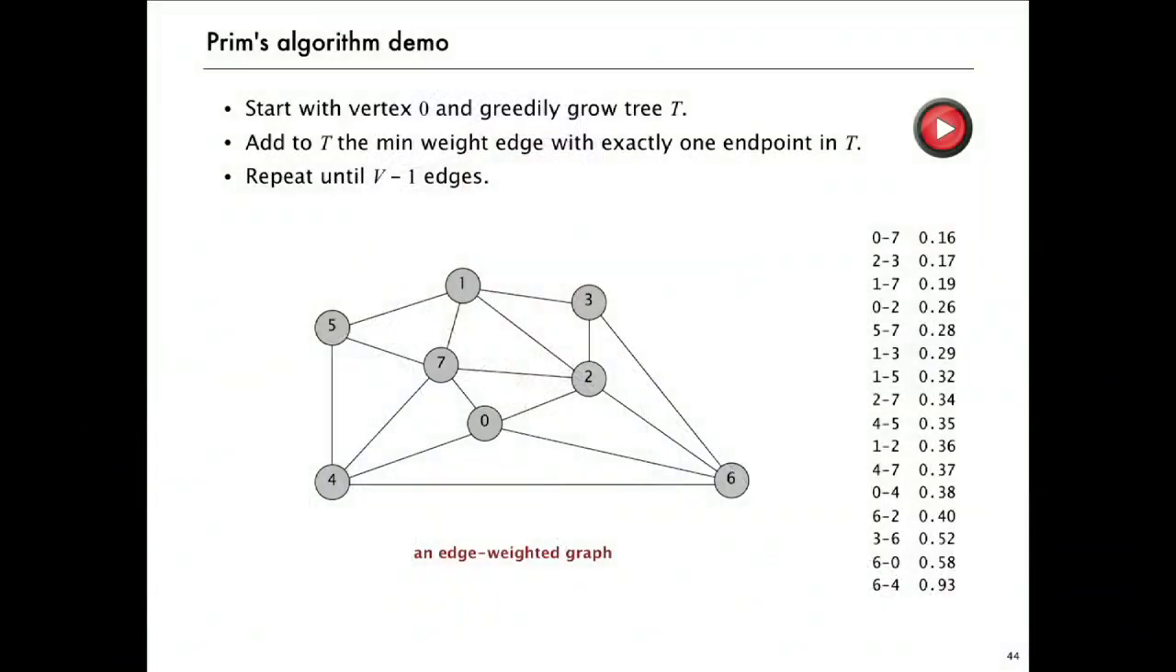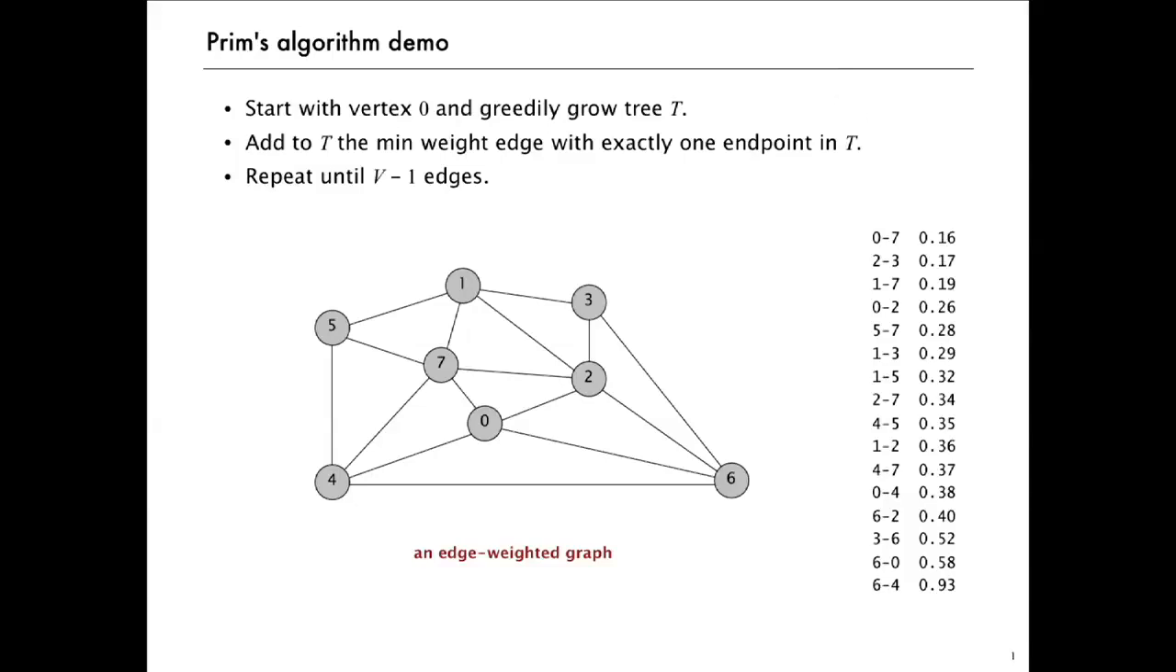Next, we'll look at another classic algorithm for computing the MST called Prim's algorithm. It's also an extremely simple algorithm to state. What we're going to do now is start with vertex 0, and we're going to grow the tree one edge at a time, always keeping it connected. The way we're going to do that is add to the tree the minimum weight edge that has exactly one endpoint in the tree computed so far. And we'll keep doing that until we've grown the whole V-1 edge tree. Let's look at a demo to see how that works.